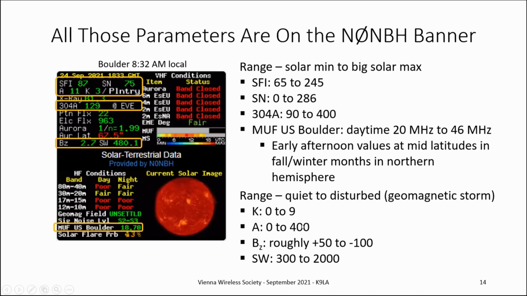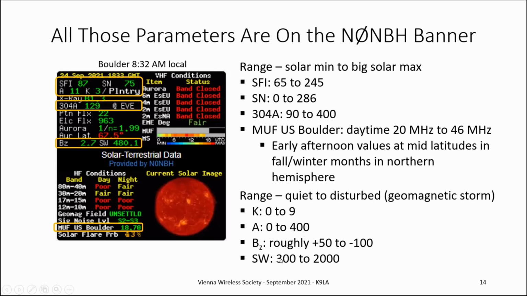A goes from 0 all the way up to 400. It's a linear scale. The A index was 11. So that says, yeah, the Earth's magnetic field was quite quiet. Okay, the BZ component goes from roughly plus 50 to minus 100. Today, at that time, it was plus 2.7. That's good. If it's large negative, that's not good, and that tells us that the interplanetary magnetic field is coupling into the Earth's magnetic field.